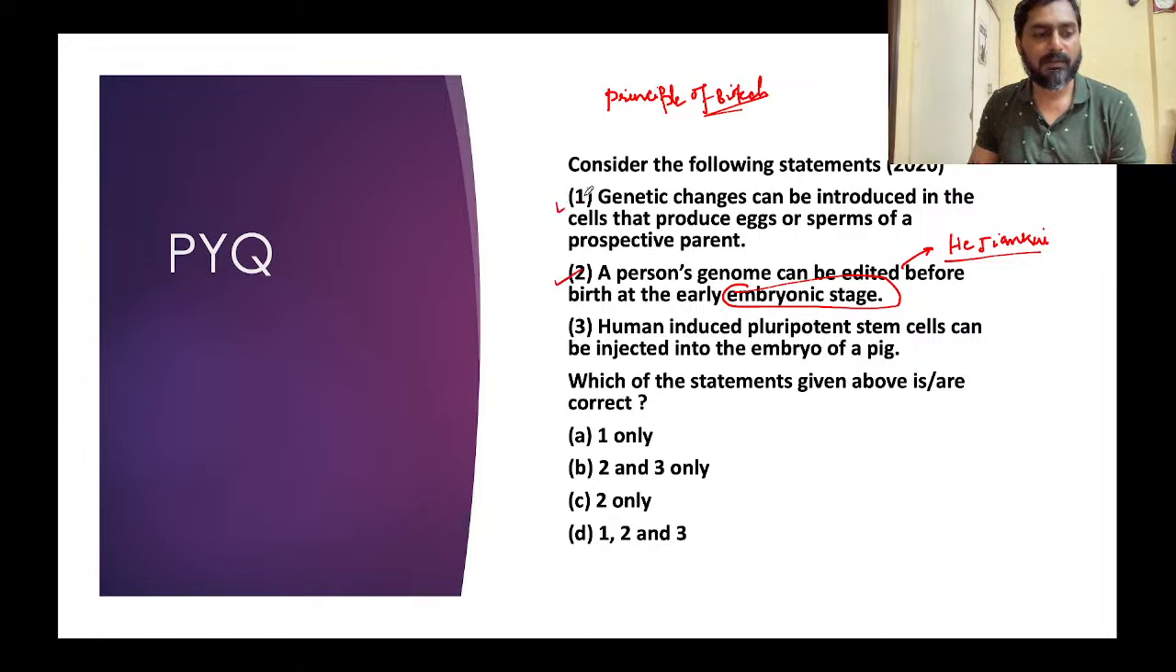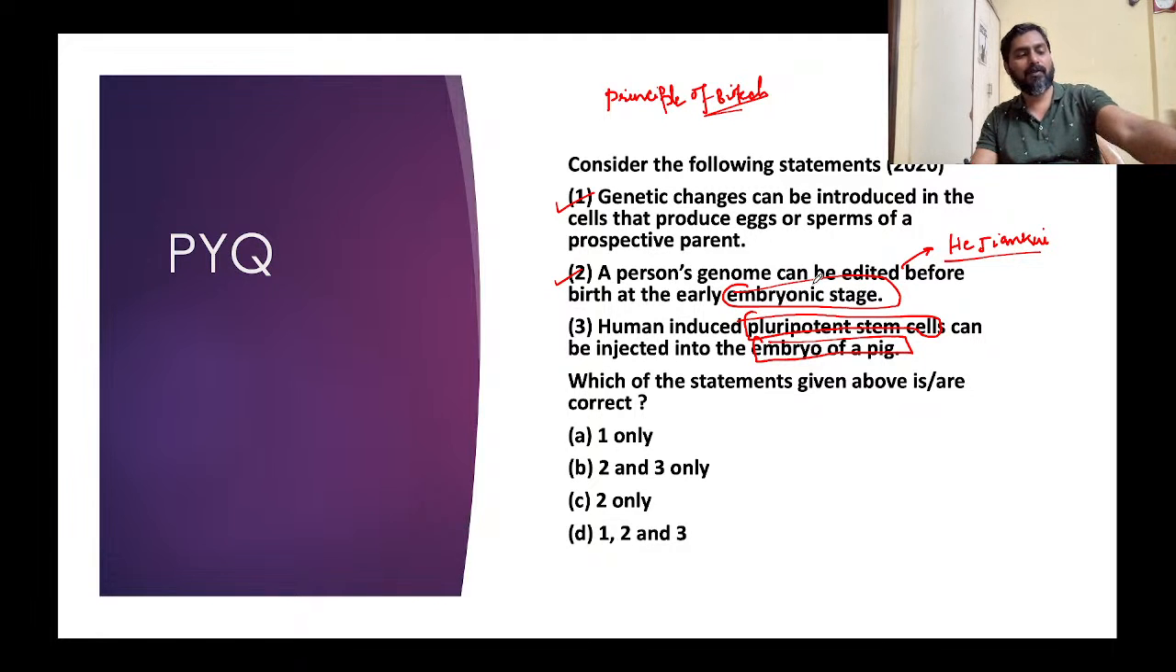Human induced pluripotent stem cells can be injected into the embryo of a pig. So UPSC does this, that they will throw you some bombastic concepts or terms and they will put you off guard. So what you have to do, you have to be very patient in such type of statements. So this human induced pluripotent stem cells can be injected into the embryo of a pig.